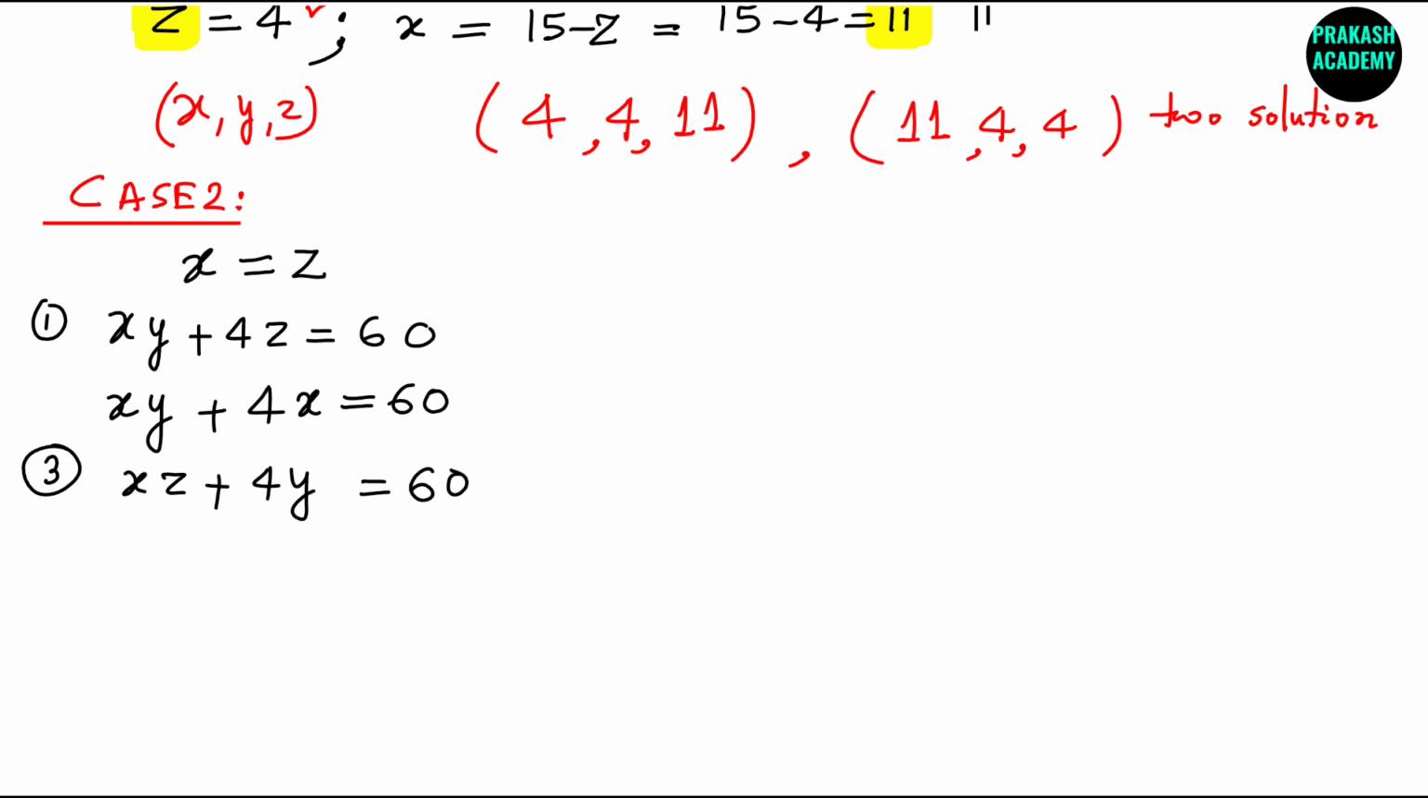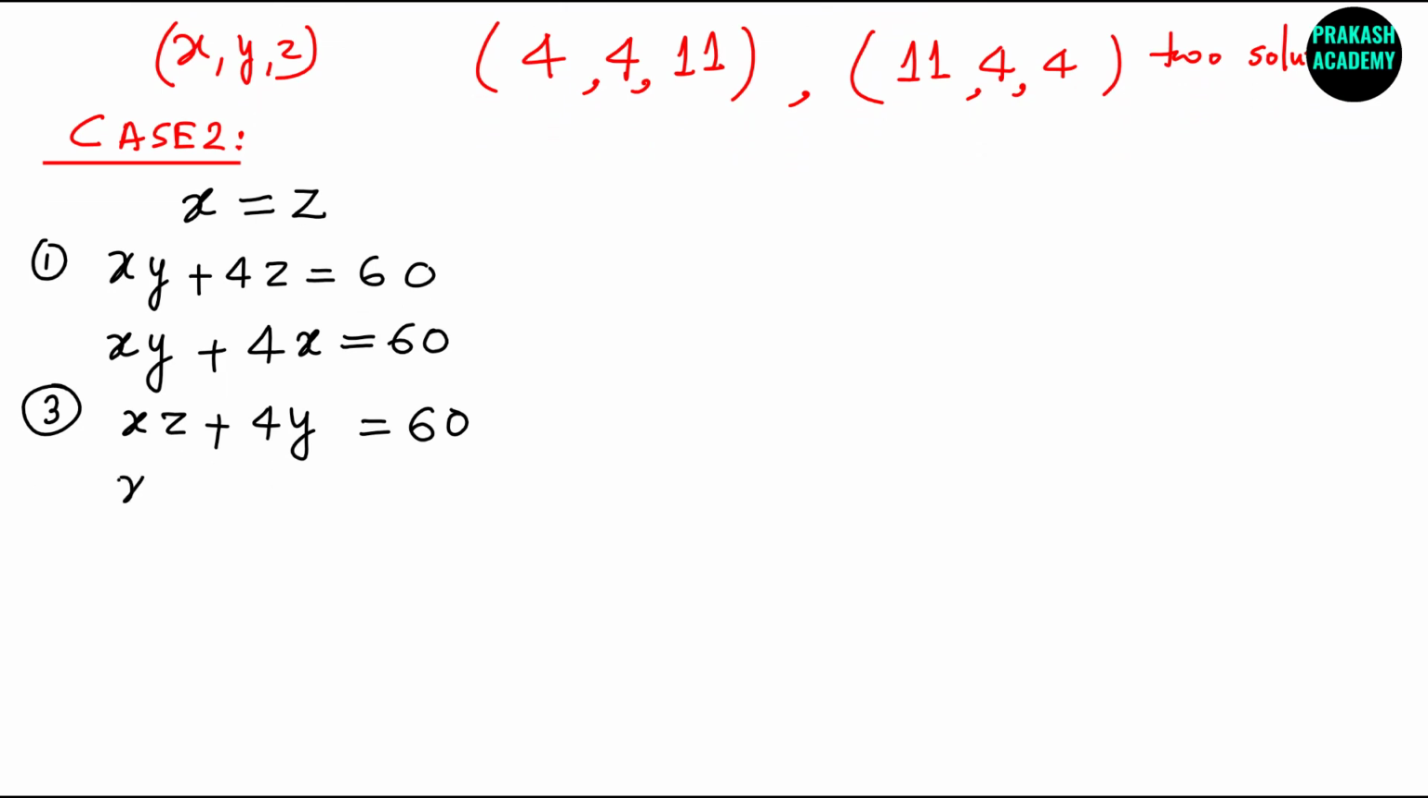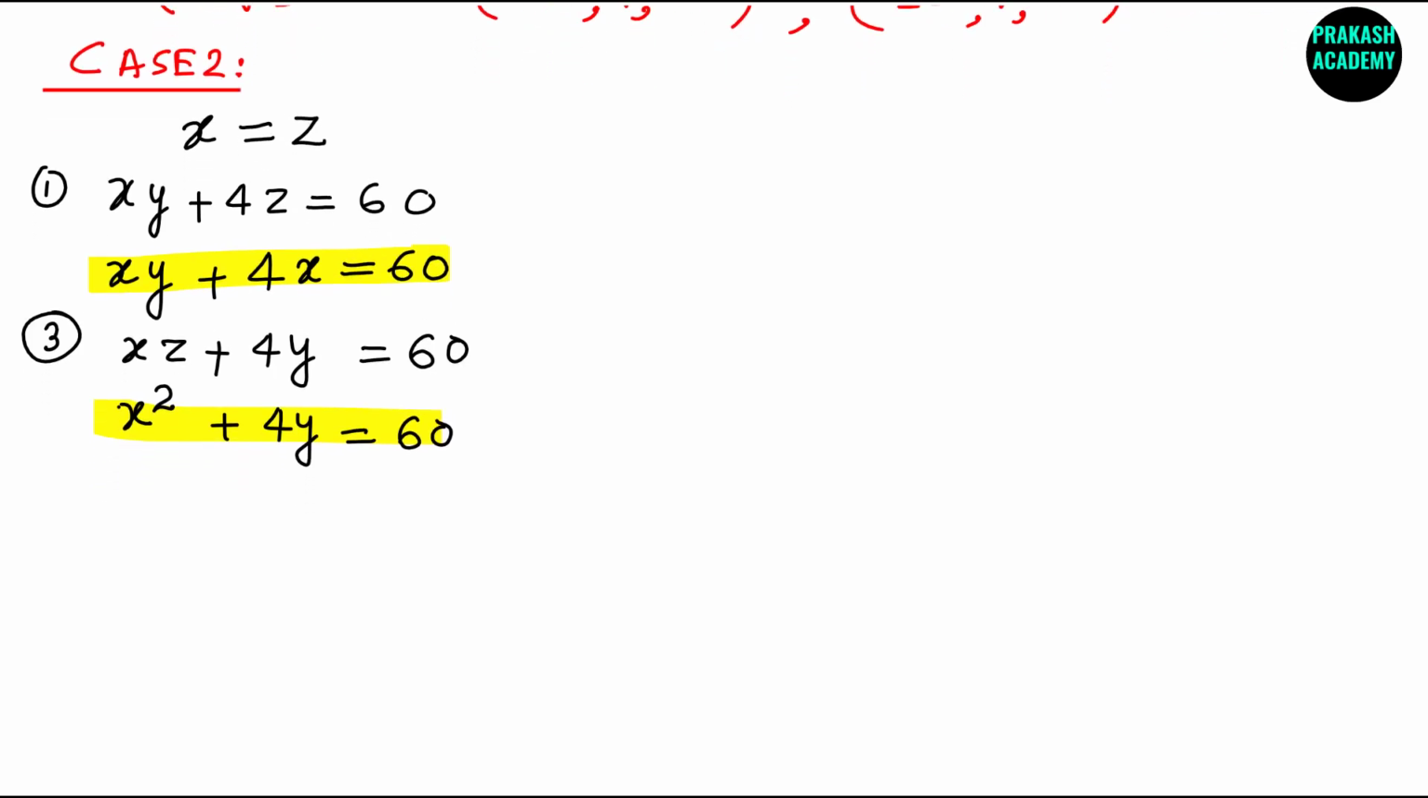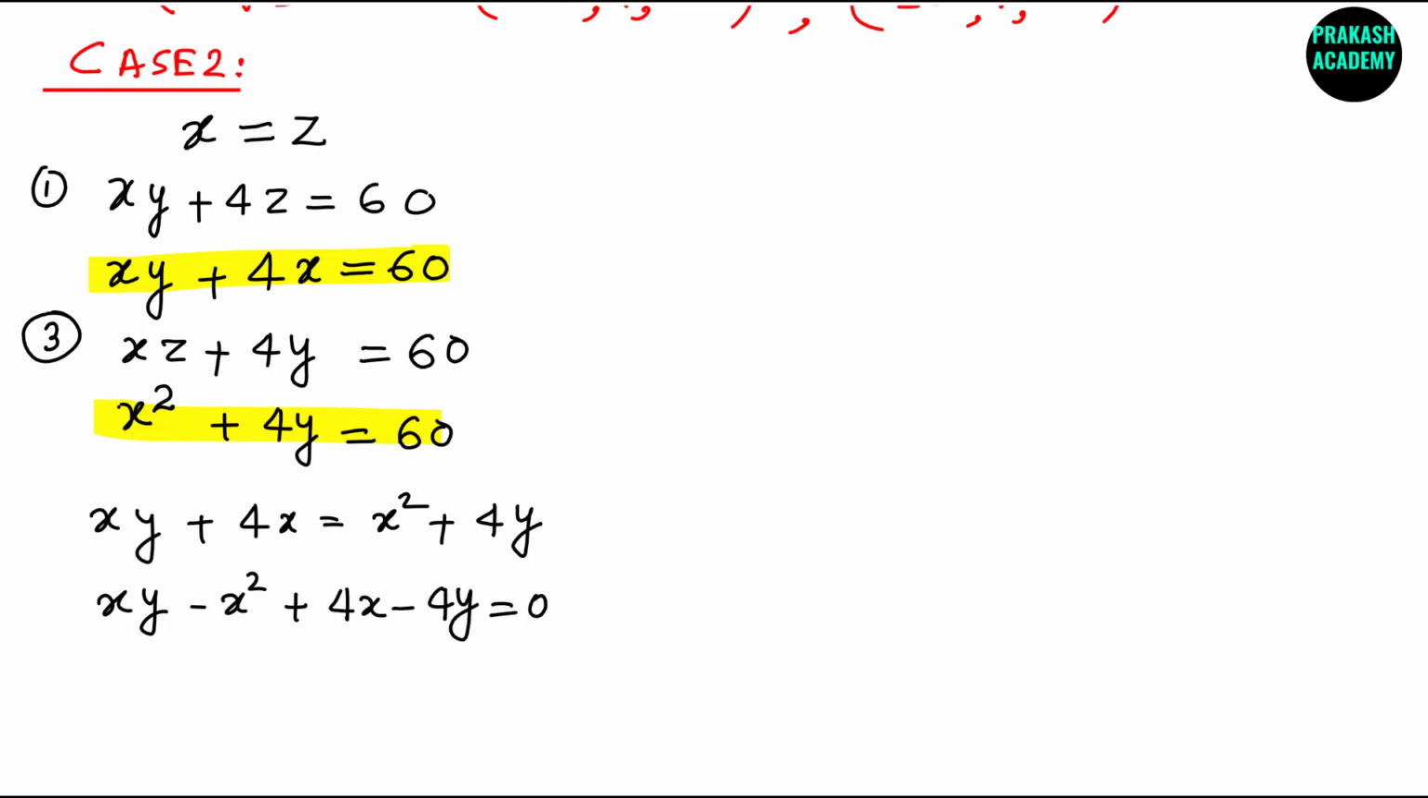So let us eliminate z here also. So I will have x times x, that is x², plus 4y = 60. Now both are equal to 60, so I can equate these two. That is xy + 4x = x² + 4y. So I will have xy − x² + 4x − 4y = 0.